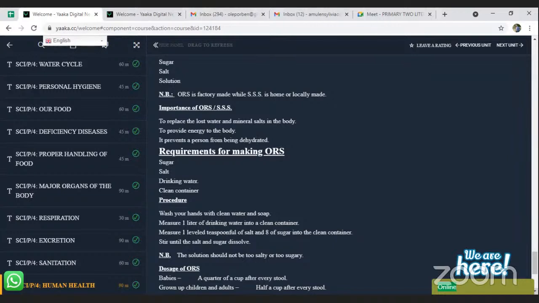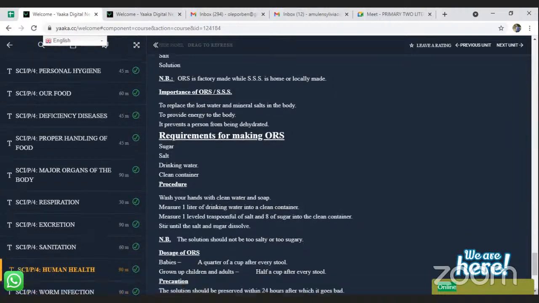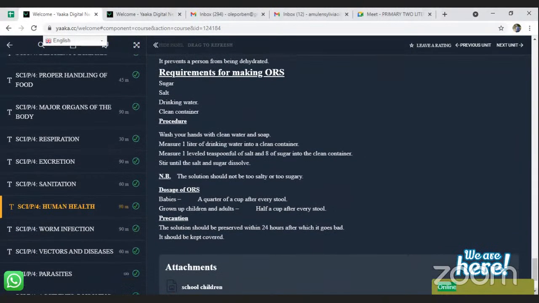Dosage of ORS. Babies, a quarter of a cup after every stool. Grown-up children and adults, half a cup after every stool. Precaution. The solution should be preserved within 24 hours, after which it goes bad. It should be kept covered.